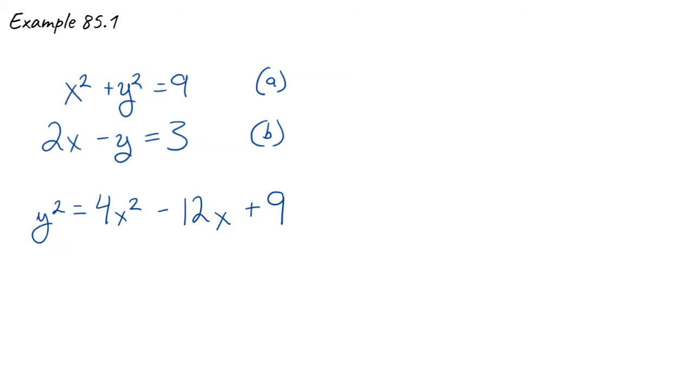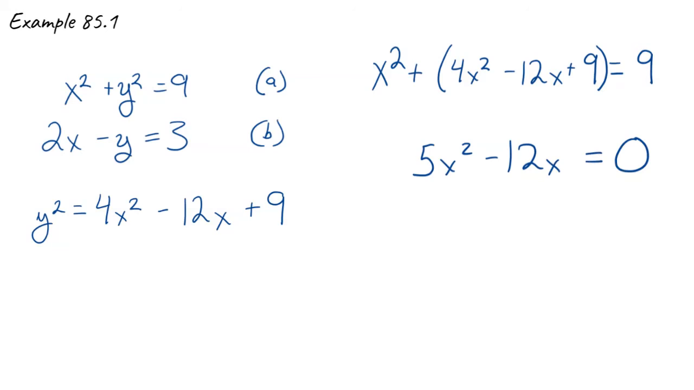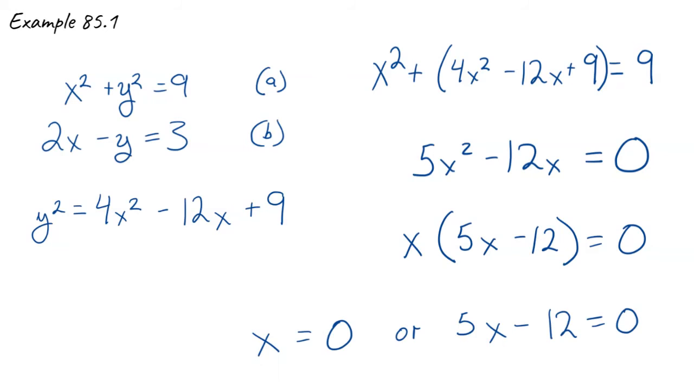So now that we have solved, we know what we can sub in for y squared. Let's do that in that first equation A. So we sub that in, and then we do our squish, and then we're able to factor and find that x is either equal to 0 or 5x minus 12 is equal to 0.